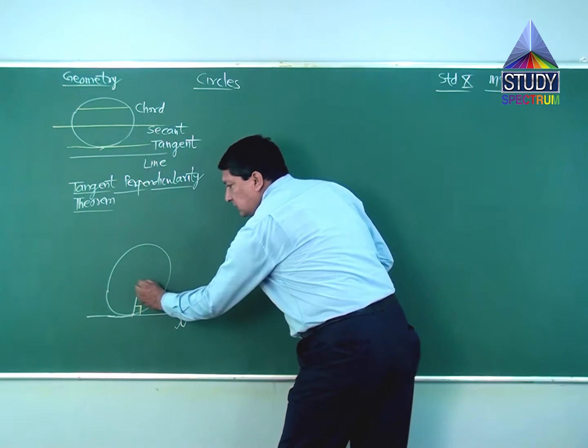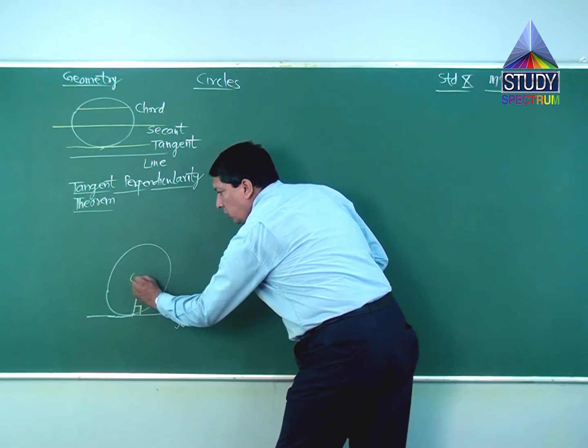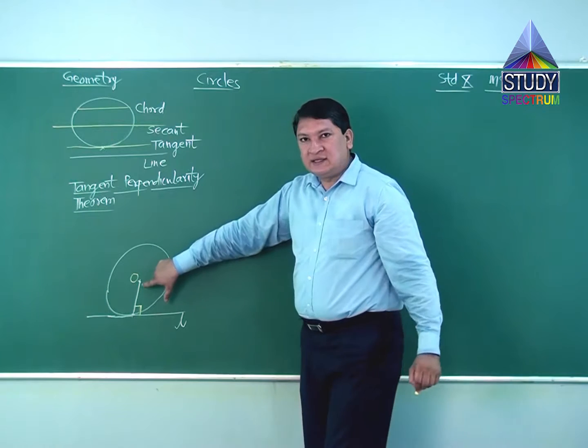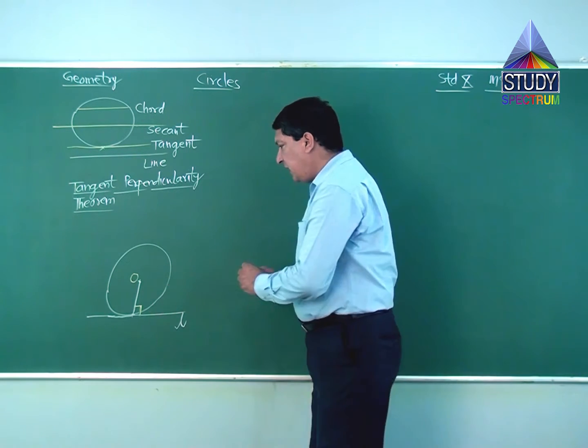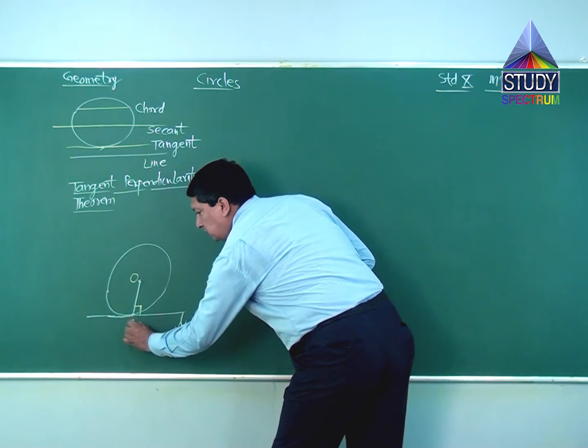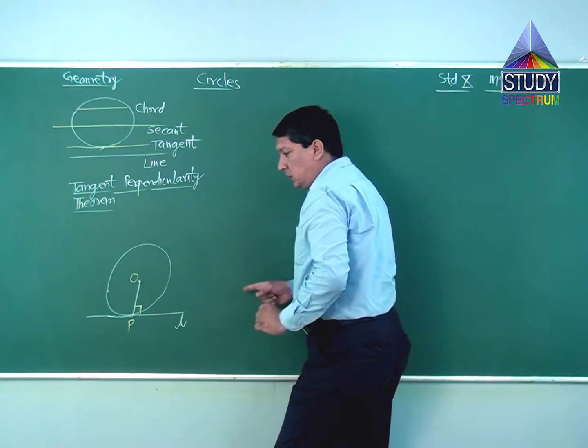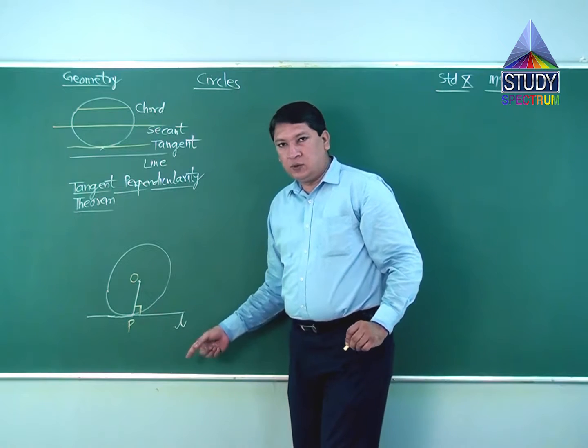If I name the center of the circle as O, normally we mention O as the center of the circle, then we can say line L is tangent to the circle, and if I name this point as P, this P is the point of contact. So we can say that OP is perpendicular to line L.